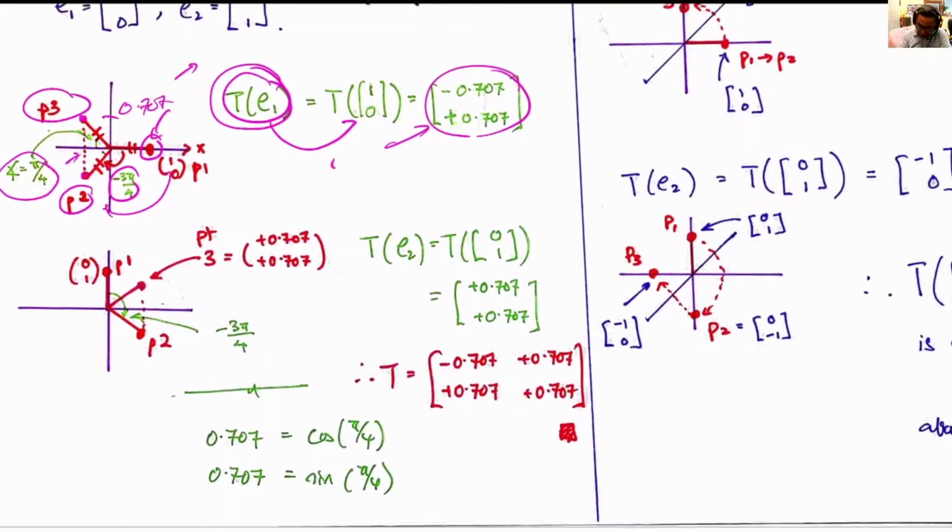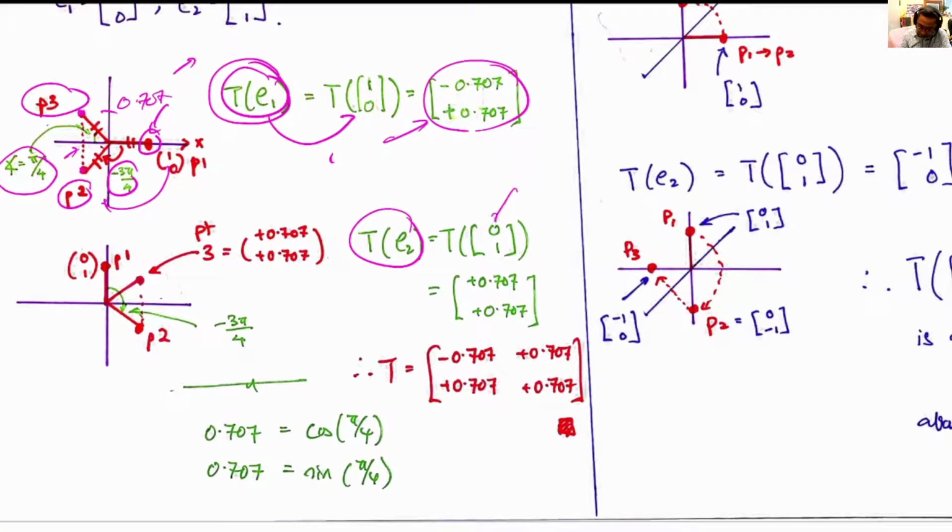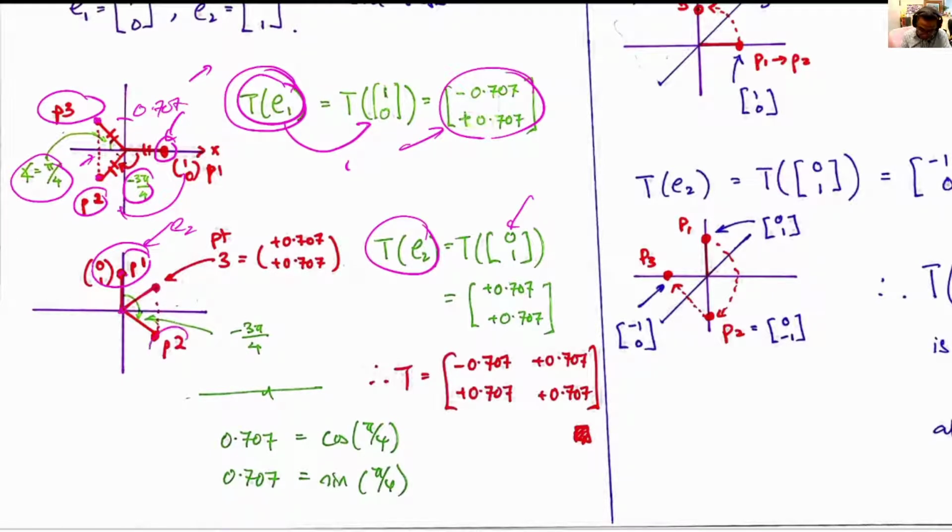Let's try to find T of E2. E2 is the second vector, which is 0, 1. So 0 is here, 1 is here. The second vector E2 is at this point. We name it as P1. Remember that we are first rotating clockwise, this minus 3 pi over 4, we reach P2. We are then asked to reflect along the horizontal axis. We get this point we call P3. We read off the coordinates: 0.707 plus, and plus 0.707 for the second entry.